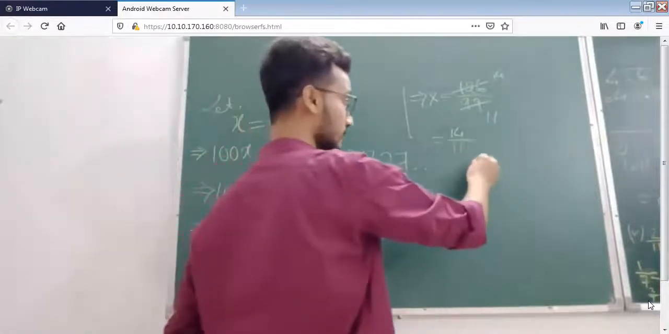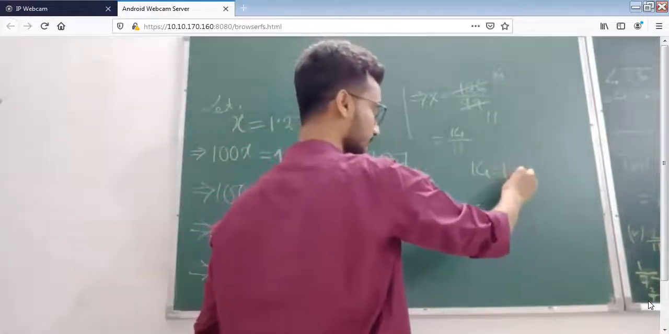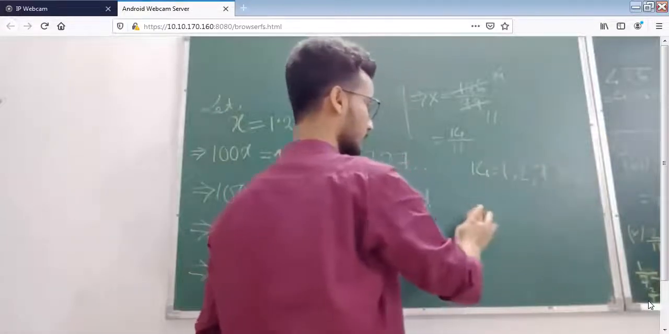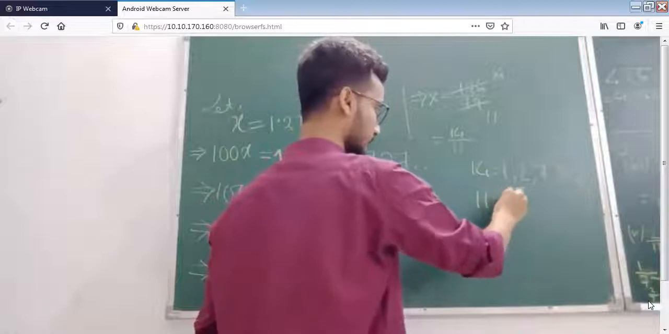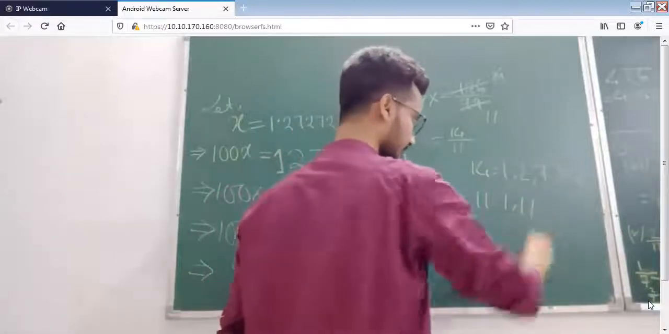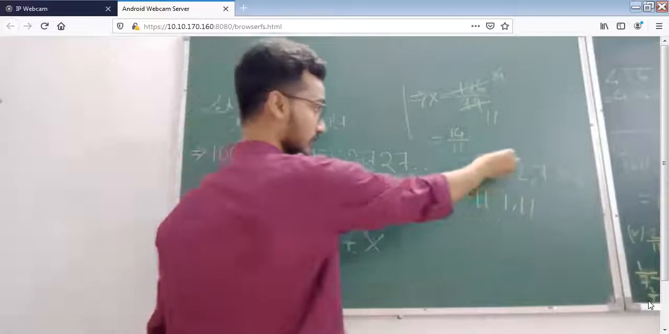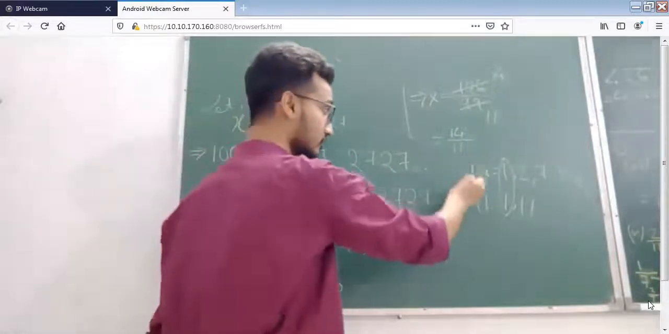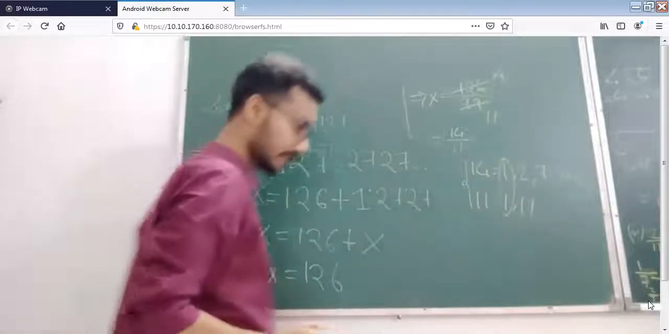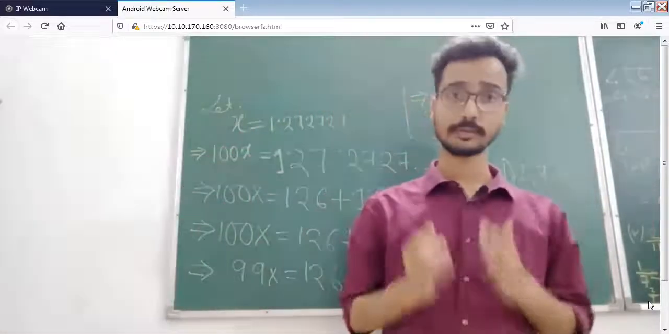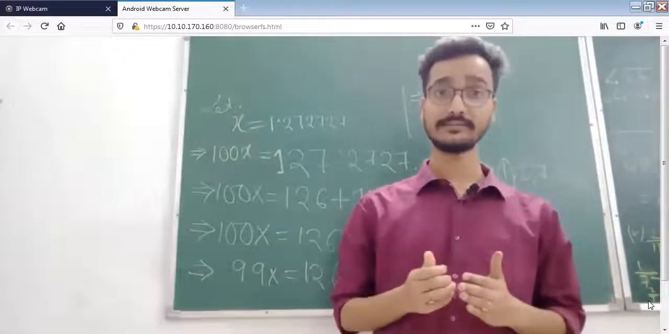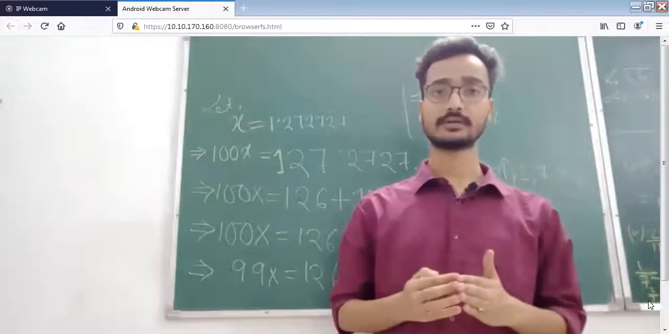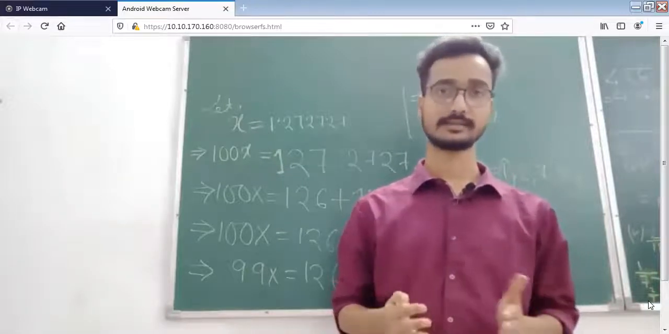Now see here, 14 and 11. What are the factors of 14? 1, then 2, then 7, then the number itself. Now what are the factors of 11? 1 and 11. So what is the common factor here? Only 1, yes or no? So 14 and 11 are co-prime numbers. Two numbers are said to be co-prime when they do not have any common factor other than 1. This is the definition of co-prime.